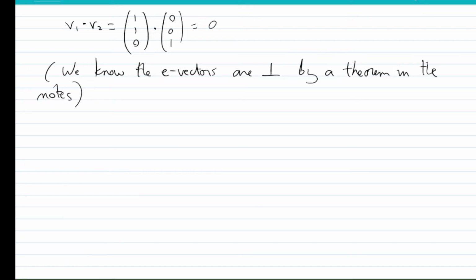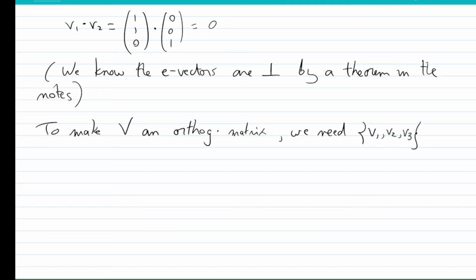We want to make them into an orthogonal matrix, which I remind you has the additional property that the columns form an orthonormal set. So to make V an orthogonal matrix, we need that the set V1, V2, V3 be orthonormal, or normal. Okay, so we take V1 and its norm.